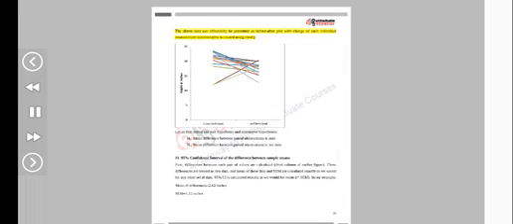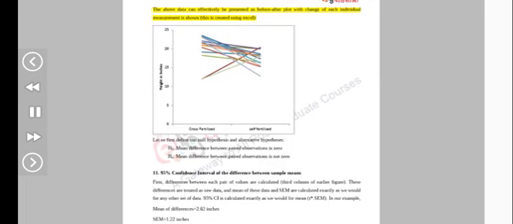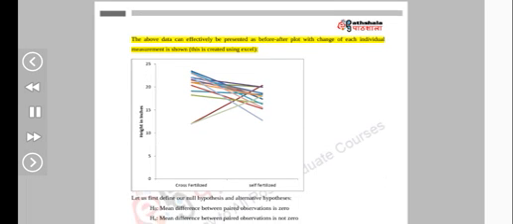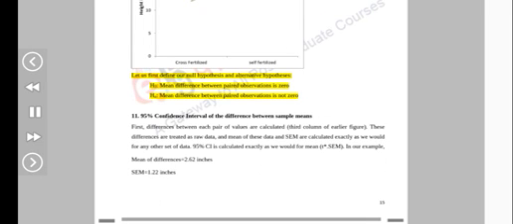The above data can effectively be presented as a before-after plot, with the change of each individual measurement shown. This is created using Excel. Let us first define our null and alternative hypotheses. H0: the mean difference between paired observations is 0. HA: the mean difference between paired observations is not 0.